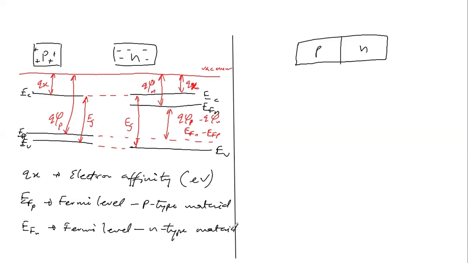Okay. So we already know that Q phi P and Q phi N is the work function of the two materials. Okay, just more like say your state function or whatsoever.